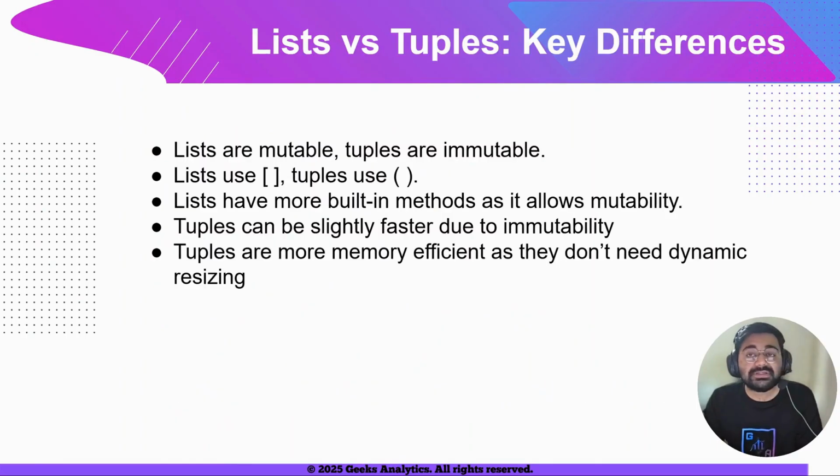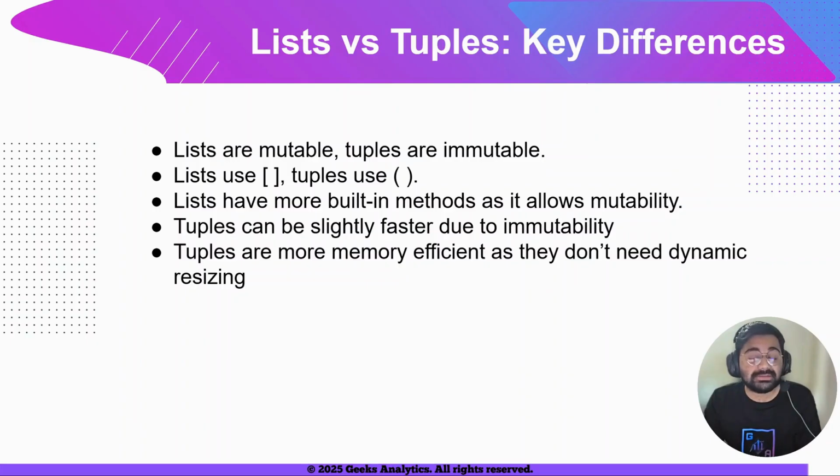So the key differences between lists and tuples. Lists are mutable, meaning their values can be changed. Tuples are immutable, their values cannot be changed. Lists use square brackets, tuples use round brackets. The other way a list can be created is you use list and type in round brackets. With a tuple, you just type in the tuple keyword and use round brackets.